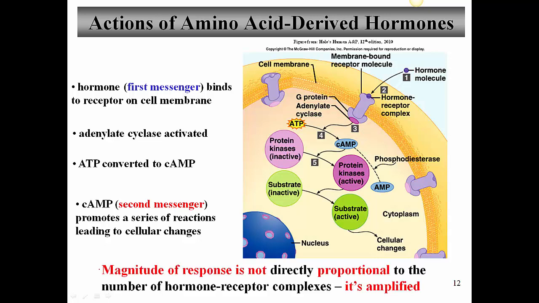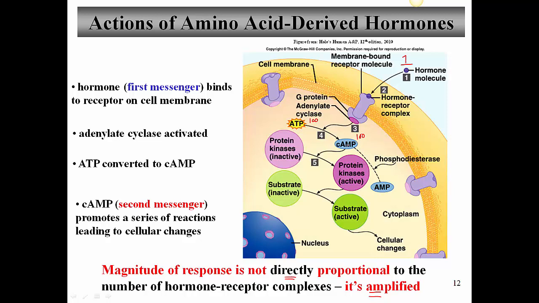If you look at the statement on the bottom of the slide, you'll see that the magnitude of response for amino acid-derived hormones is not directly proportional to the number of hormone receptor complexes, it's amplified. So let's see how this works. We have one hormone molecule in this example binding to one receptor. Let's imagine that we have 100 molecules of ATP that are converted into 100 molecules of cyclic AMP.